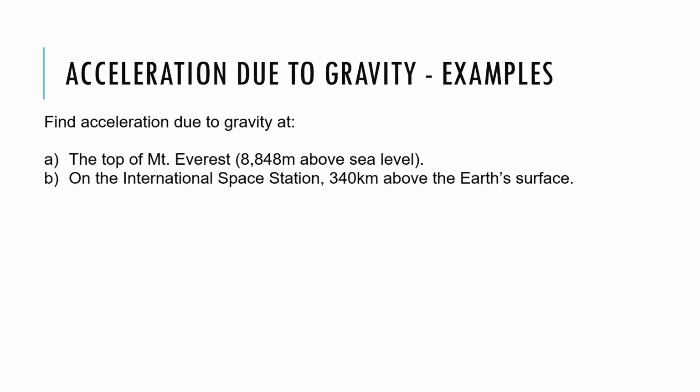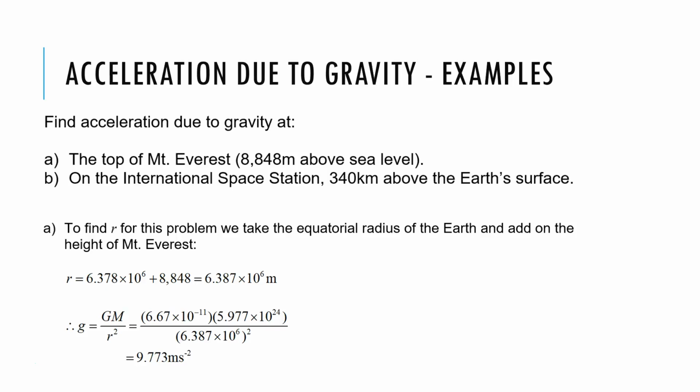If we move on, let's look at a few more examples. Suppose we were interested in what acceleration due to gravity was on the top of Mount Everest? Because when we're up there, we're further away from the center of the Earth, so therefore it should be weaker. And then from there, part B, we'll have a look at what happens if you're on the International Space Station, which is 340 kilometers above the Earth's surface. Should be even weaker still.